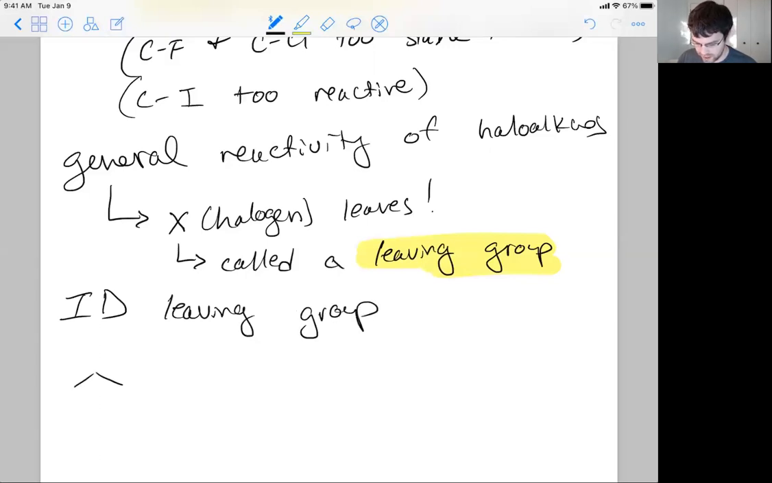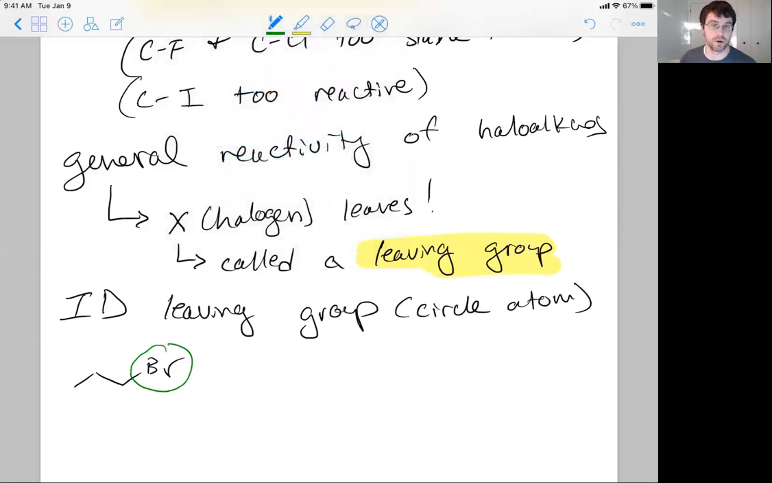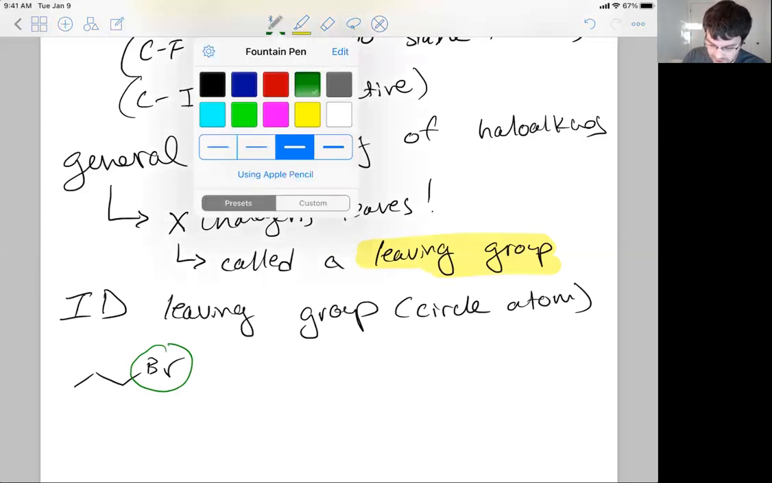So let's say I have this molecule, and I wanted you to circle the atom which is the leaving group. You would circle the bromine. The bromine is the leaving group. Now this looks fine. I mean, you just look for the halogen atom, the thing that's not part of the typical bond line structure.